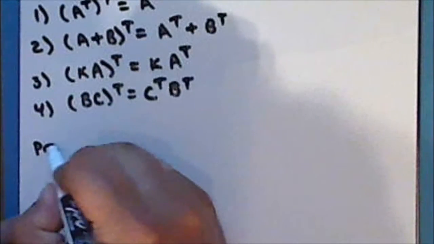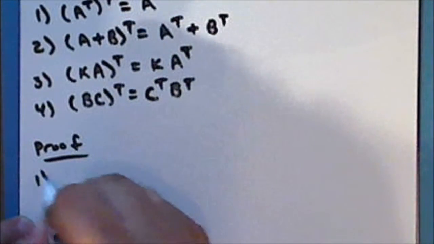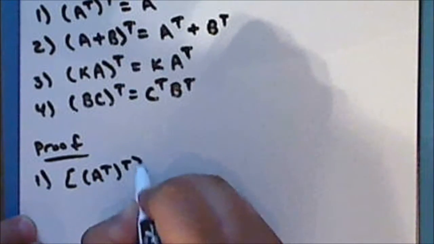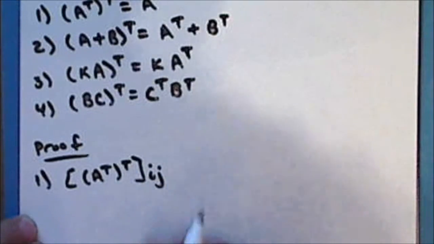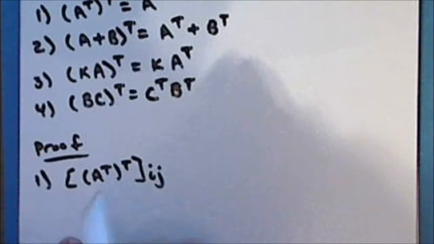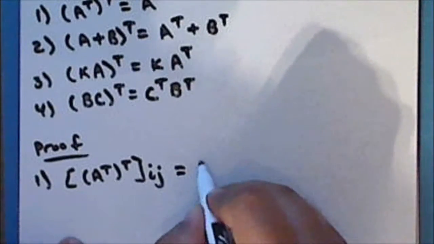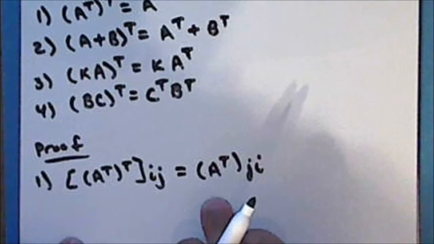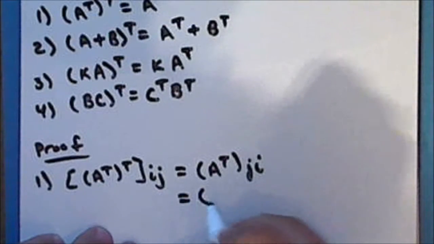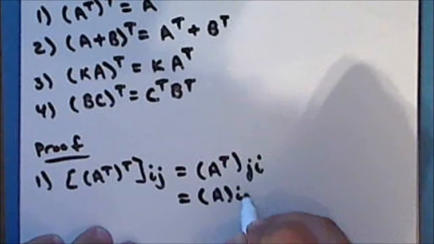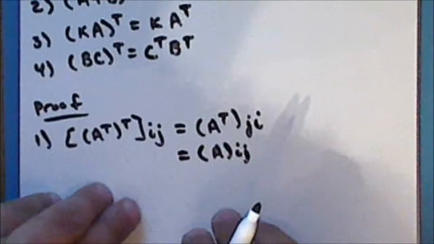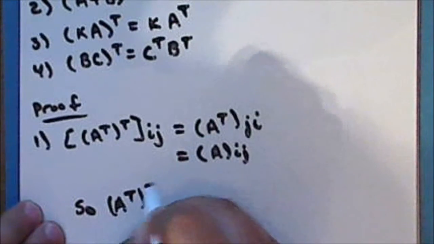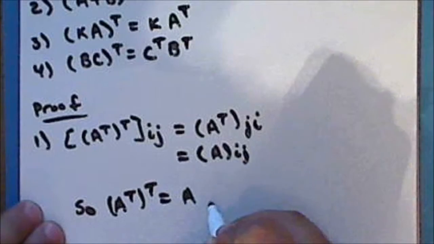So proof. First statement. The entry in row I, column J, of the transpose of the transpose of the matrix A is the entry in row J, column I, of the transpose of A, and this is the same as the entry in row I, column J, of the matrix A. And so the transpose of the transpose of A is the matrix A.